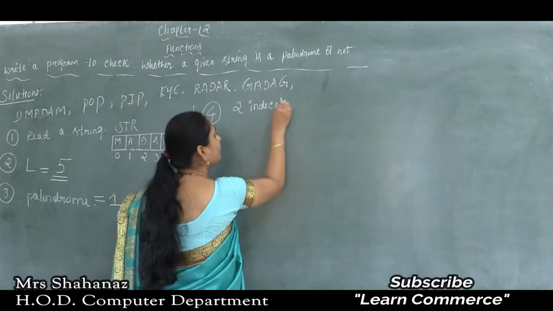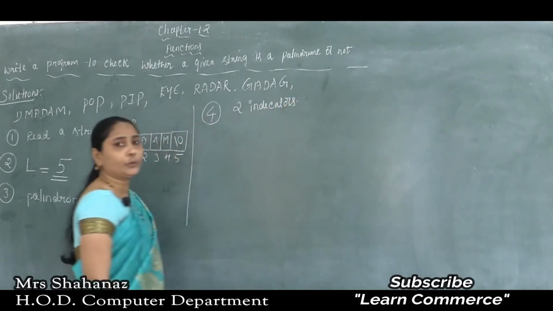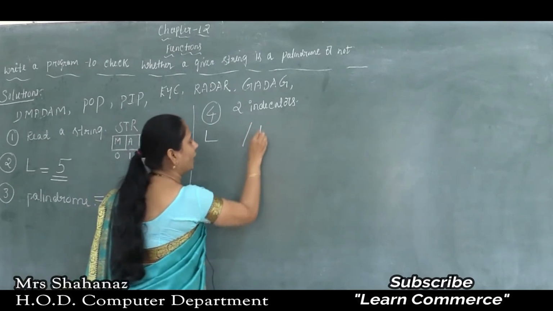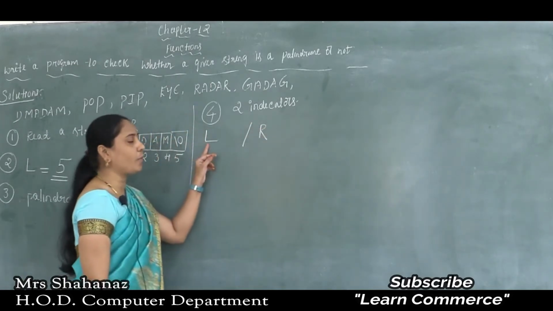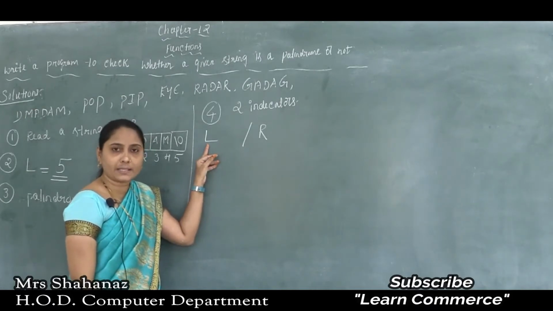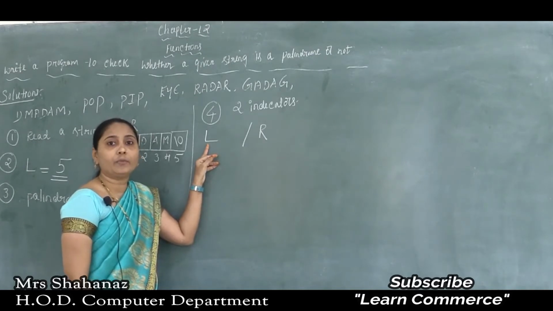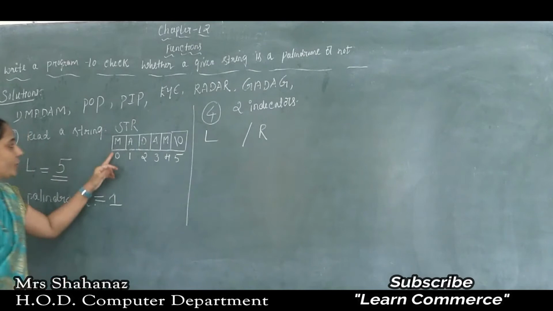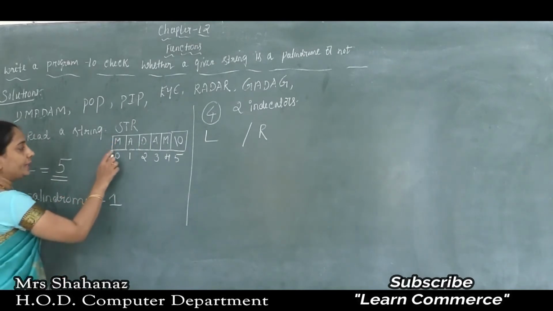So which type of indicators? The two indicators are, one is the L and second one is called as the R. So what's the full form of the L? That is called as the left indicator. Clear this point here? The L is called as the left indicator, and which process the string in forward direction. That means how is it going to move? It is going to move in this direction.